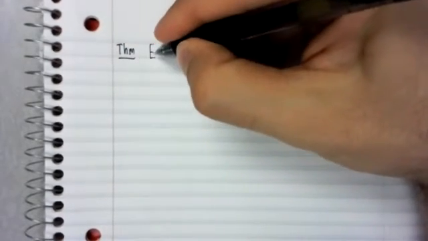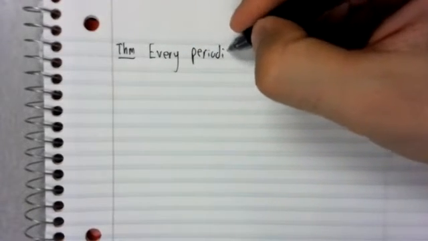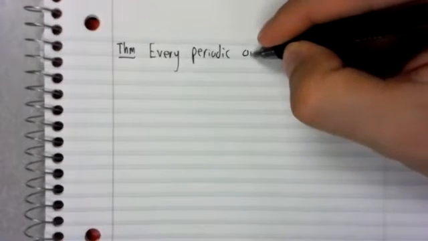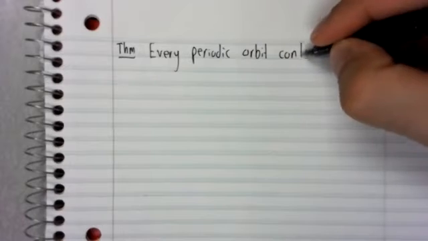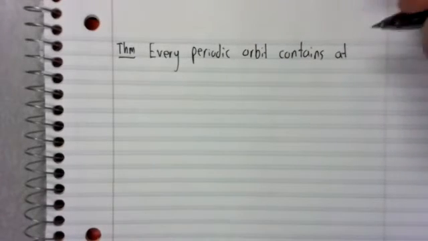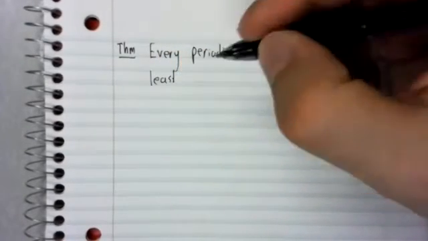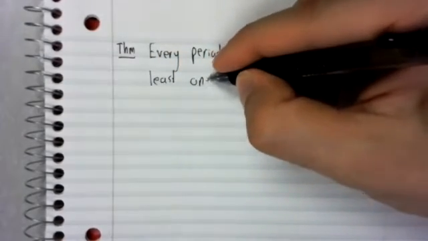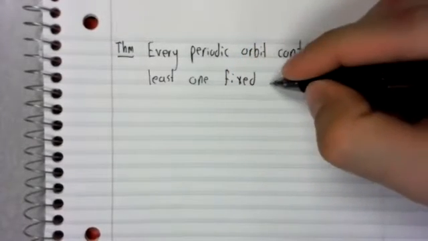Theorem. Every periodic orbit contains at least one fixed point.